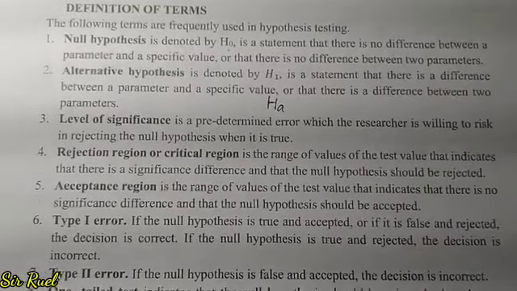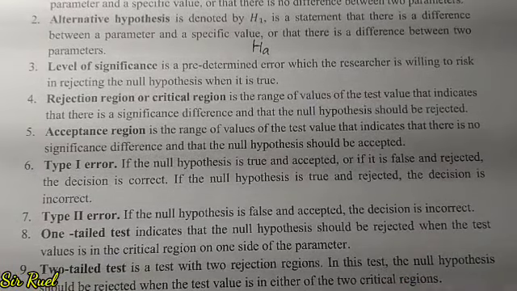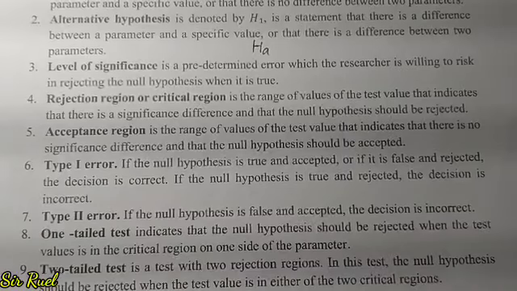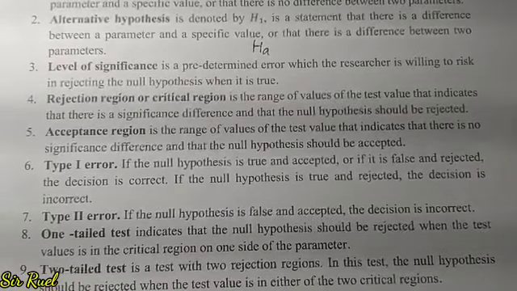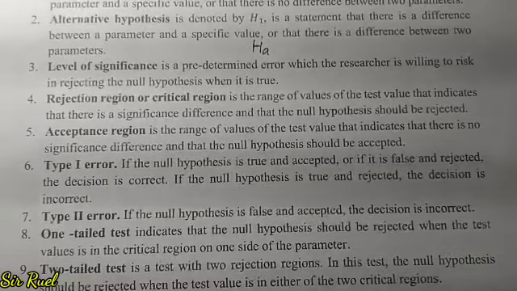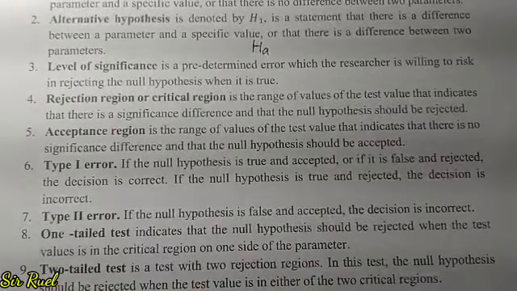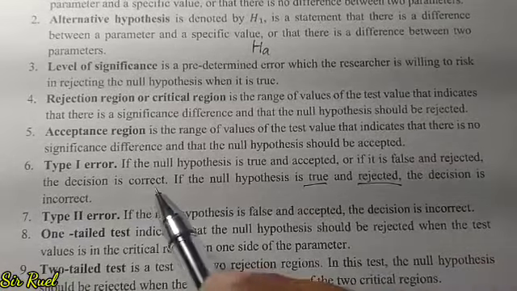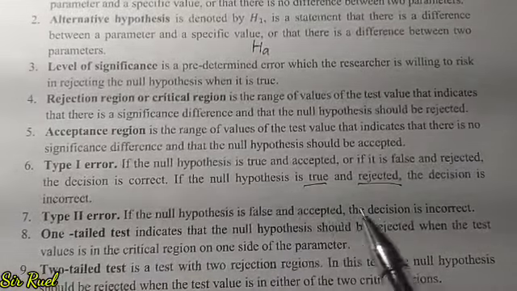Then, type 1 error. If the null hypothesis is true and accepted, or if it's false and rejected, the decision is correct. If the null hypothesis is true and rejected, the decision is incorrect. Okay, so dito sa type 1 error, ito yung error na kung saan true yung null hypothesis natin, but yung ginawa nating decision is nireject natin. So, ang pangyayaring yun ay tinatawag nating type 1 error. No? Ulitin ko, yung null hypothesis natin is true, pero nireject natin, so yung error na yun is type 1 error. While yung type 2 error naman, if the null hypothesis is false and accepted, the decision is incorrect.